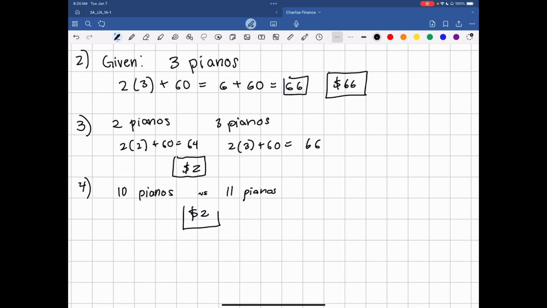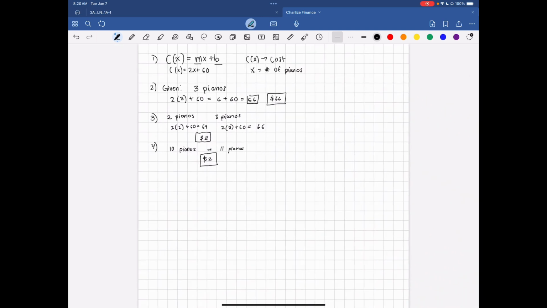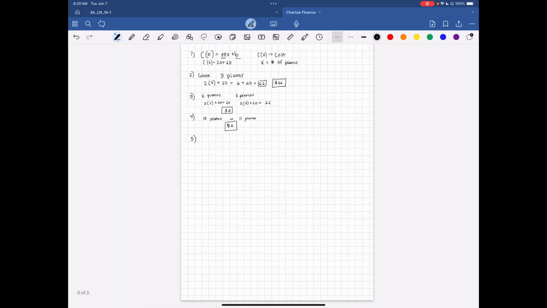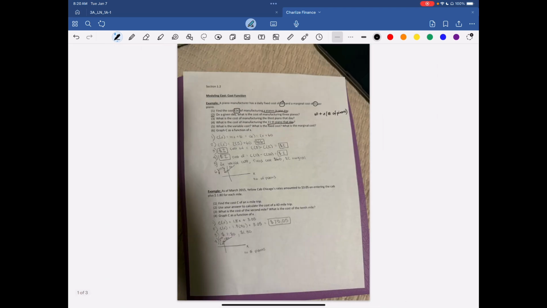The only way that I could imagine the question would change is if it asked how much is the cost of the second and third? In that case, you would just do 2 plus 2. Because how much extra does it cost to do the second and third?